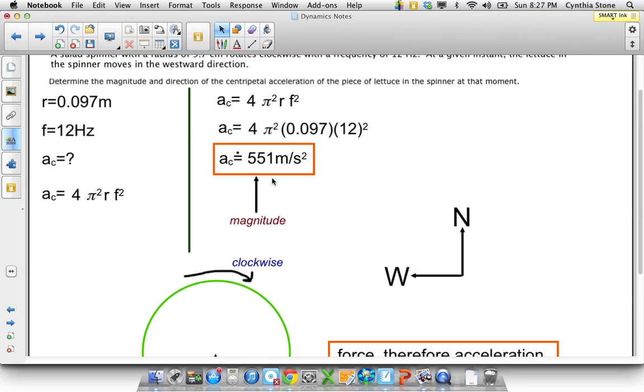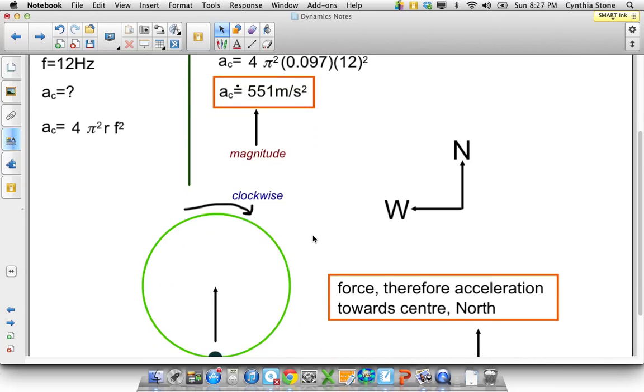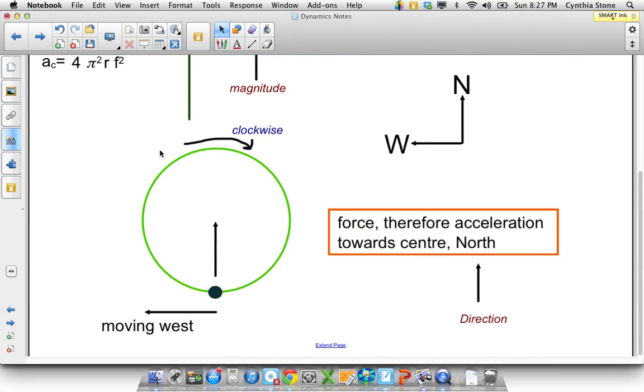Magnitude is just the number, okay? Now just looking at, so once you've got that, that's just simple. These are nice and easy, sub and solve. No, you don't have to think too much. The direction's interesting. If I say, there's north, I'm looking down on my salad spinner, and it's moving clockwise, okay? It's moving west at this particular instant.